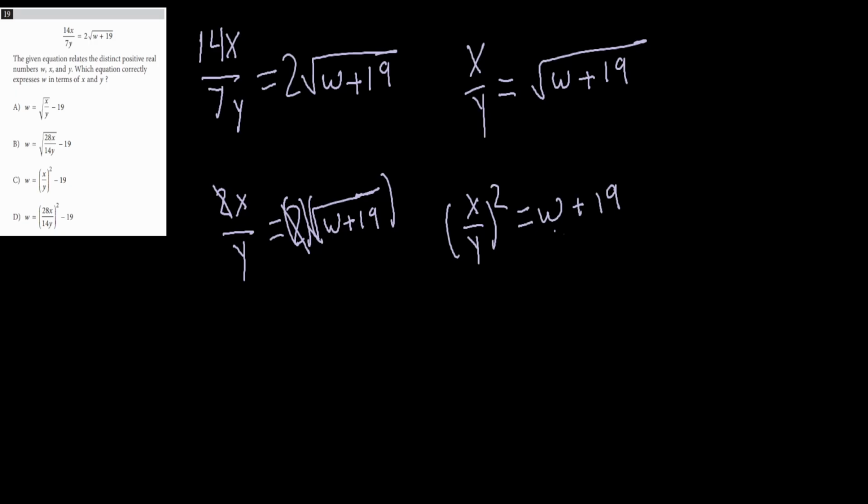All that's left to do now is subtract 19 from both sides, and we've successfully isolated w to be completely on its own.